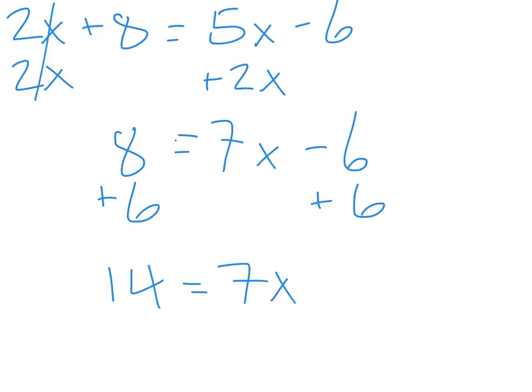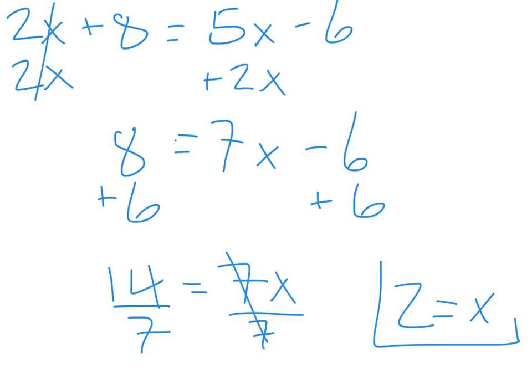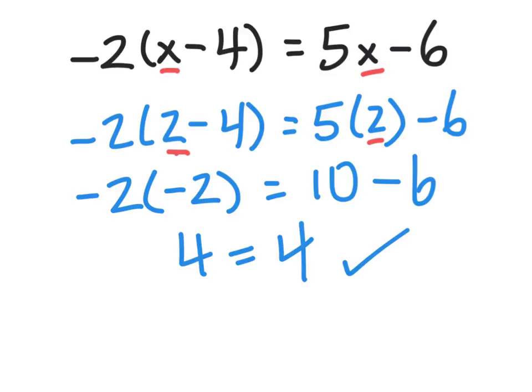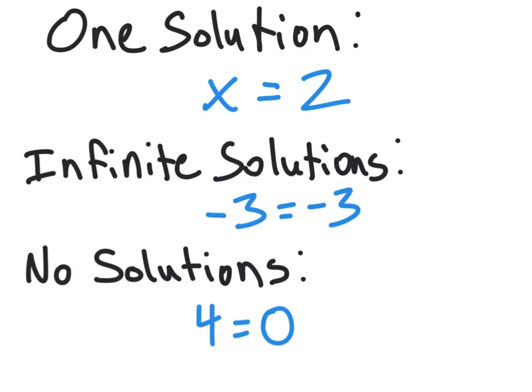We just have to get rid of the 7, so to actually solve, we're going to divide. Because remember, that's multiplication, so we're doing the opposite. 7's cancel, and we get x equals 2. Here's the check. When x is 2, 2 minus 4 is negative 2 there. 5 times 2 is 10. Then we have a negative 2 times negative 2, which is 4. 10 minus 6, which is also 4. There we go. We check that it works.